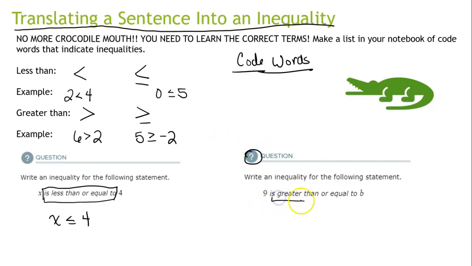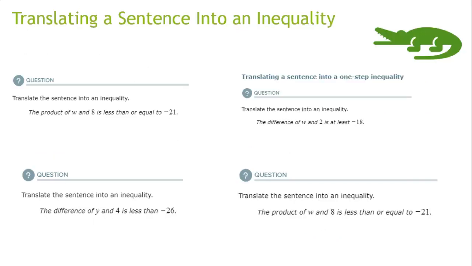You should have noticed that it says is greater than or equal to b, so you should have used the greater than or equal to sign and then the b. So 9 is greater than or equal to b. The product, if you don't know the word product, you're going to write that underneath your code words. Product means to multiply. The product of W and 8, so 8W, is less than or equal to, no more crocodile mouth, less than or equal to -21. You pause the video and I want you to try this one down here on your own.